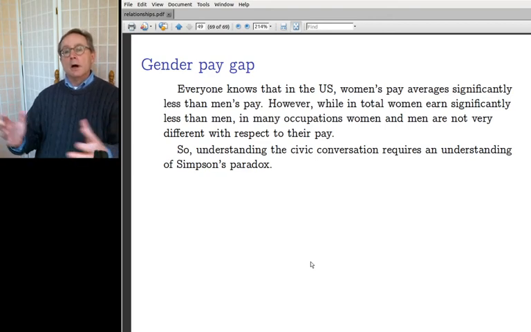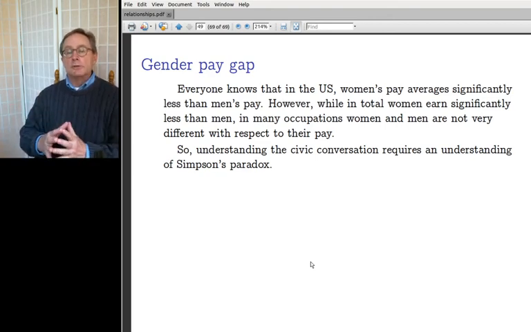And I'm going to bring this around to something that everybody knows. Everybody knows that in the U.S., and lots of other countries too, women's pay averages significantly less than men's pay. However, while in total women earn significantly less than men on a per hour basis, in many occupations, women and men are not at all very different with respect to their pay.